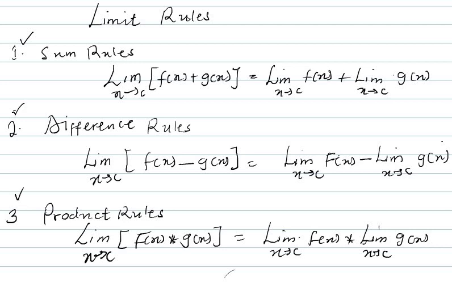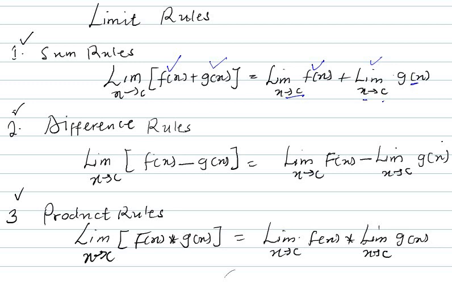So let's start with the sum rule. If you have the limit as x approaches c of f of x plus g of x, this works into the limit as x approaches c of f of x. So you have to take it individually: the limit of f of x plus the limit of g of x. As x approaches c, that means to substitute x as c in the functions.